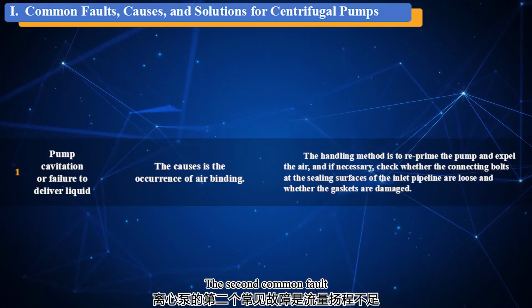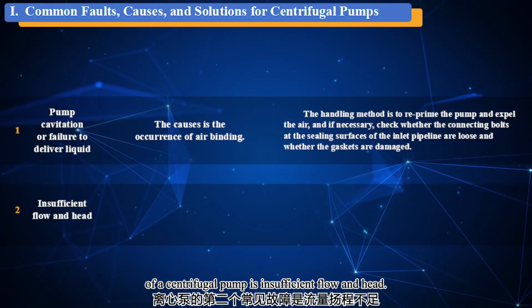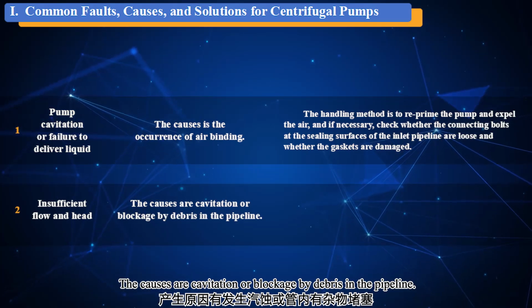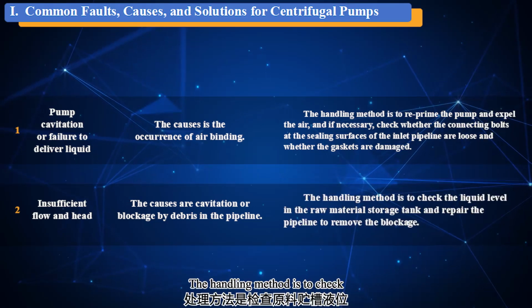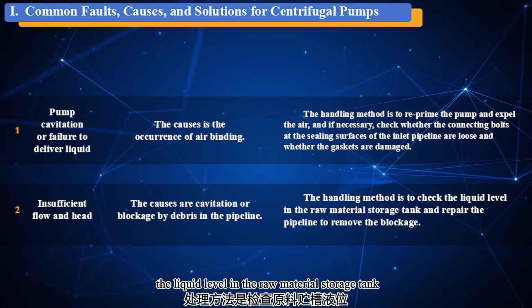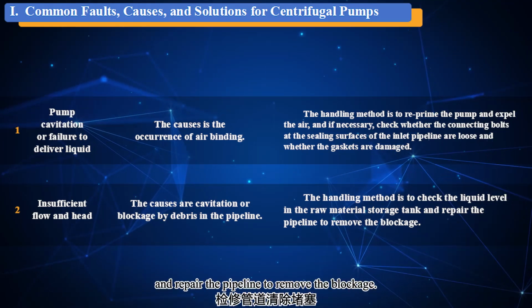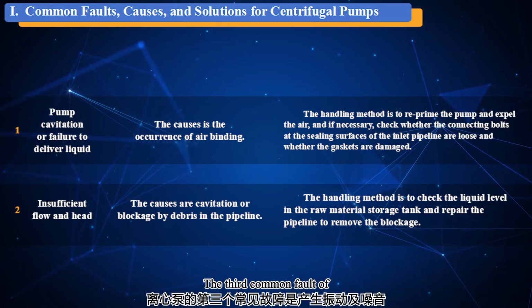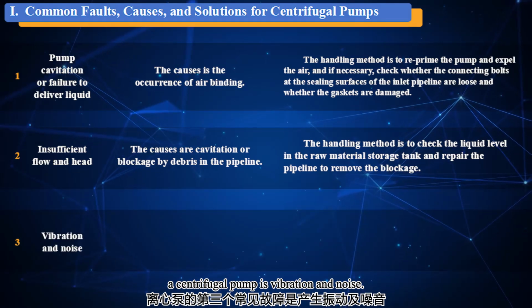The second common fault of a centrifugal pump is insufficient flow and head. The causes are cavitation or blockage by debris in the pipeline. The handling method is to check the liquid level in the raw material storage tank and repair the pipeline to remove the blockage. The third common fault of a centrifugal pump is vibration and noise.